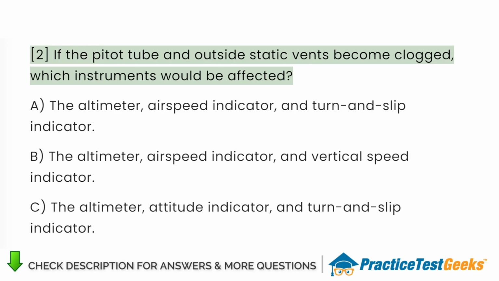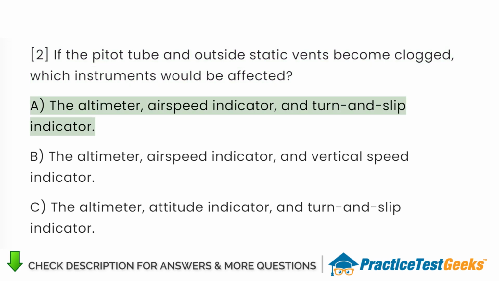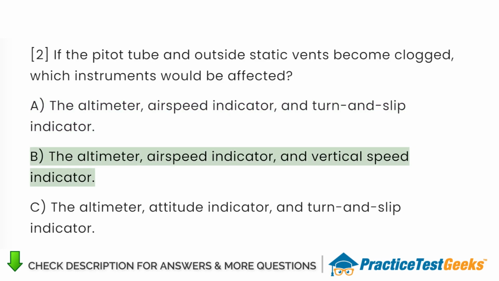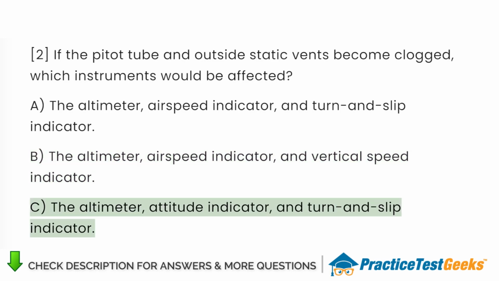If the pitot tube and outside static vents become clogged, which instruments would be affected? A. The altimeter, airspeed indicator, and turn-and-slip indicator. B. The altimeter, airspeed indicator, and vertical speed indicator. C. The altimeter, attitude indicator, and turn-and-slip indicator.